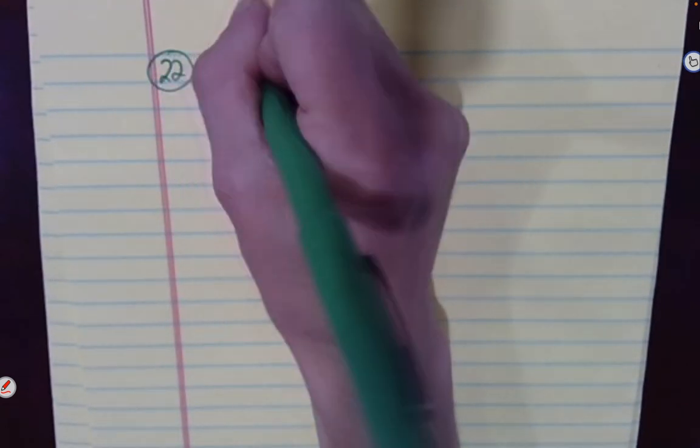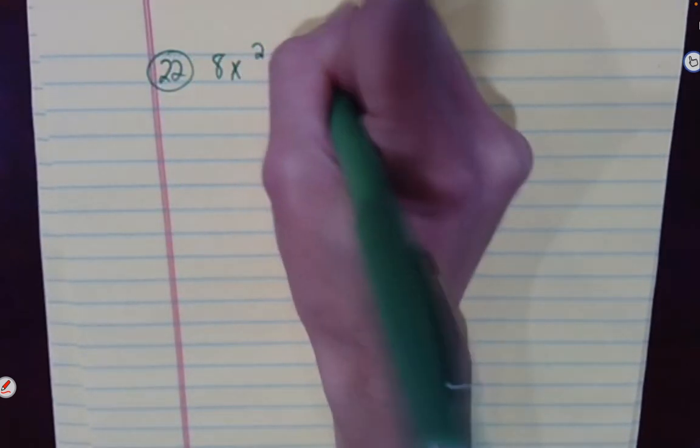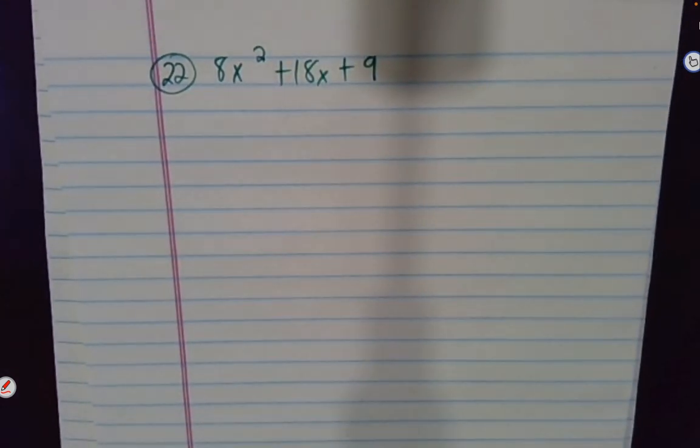We're doing granny glasses. 8x squared plus 18x plus 9. How do I know we're doing granny glasses on this one? Because there's a number out front. Yeah, I know, I'm ready to be done with this too. Same thing over and over. But I'm going to make sure y'all understand it.